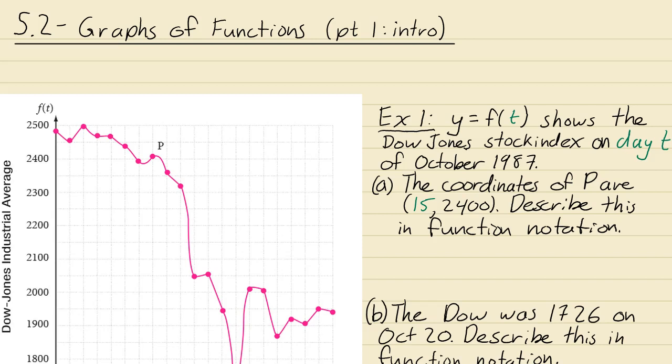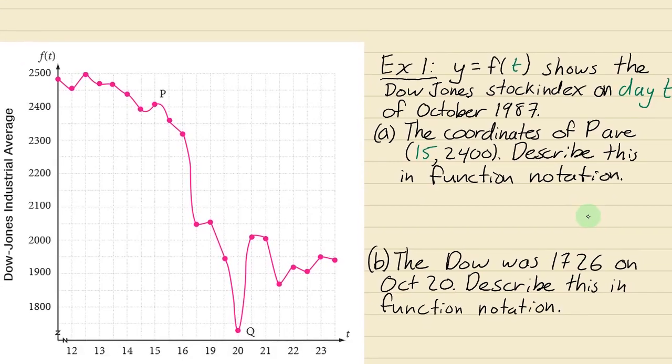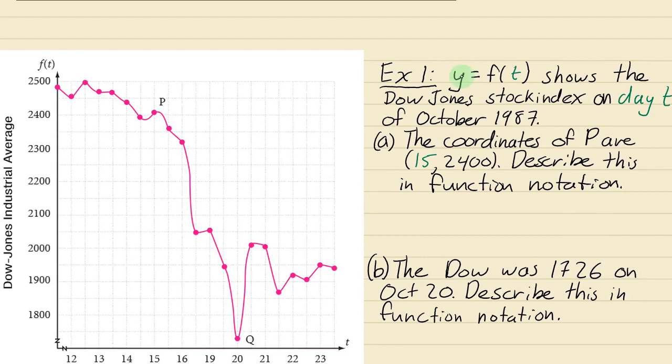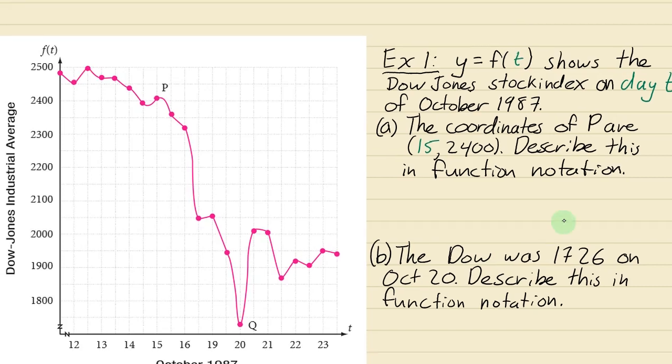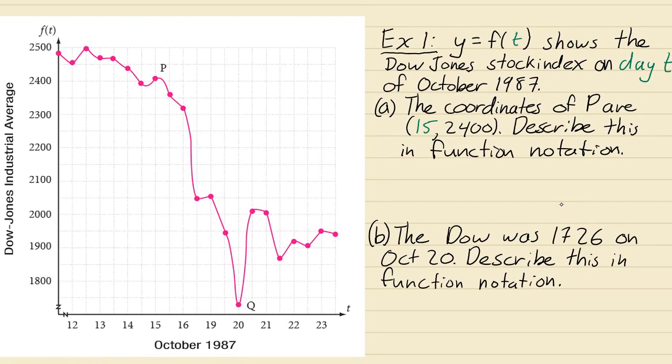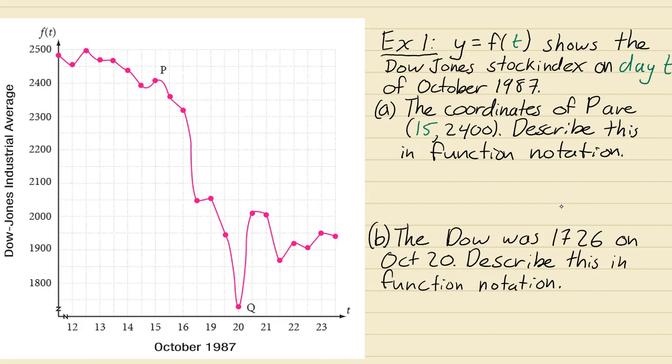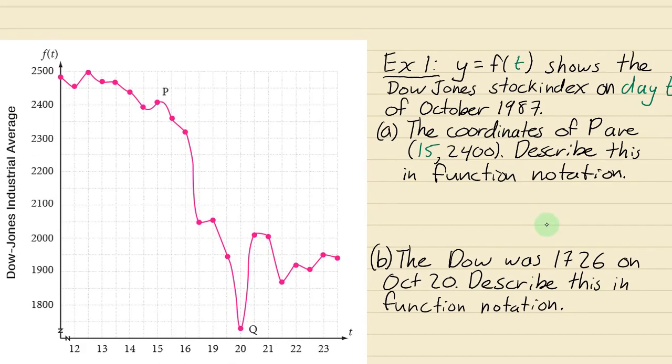And for this first example here, we have this relationship y equals f of t, which gives the Dow Jones Industrial Average stock index on day t of October 1987. There was a crash. I guess it wasn't a really bad crash. It was more like a correction, where you can see the value of the money in the stock market went way down. Anyways, let's review function notation a little bit.